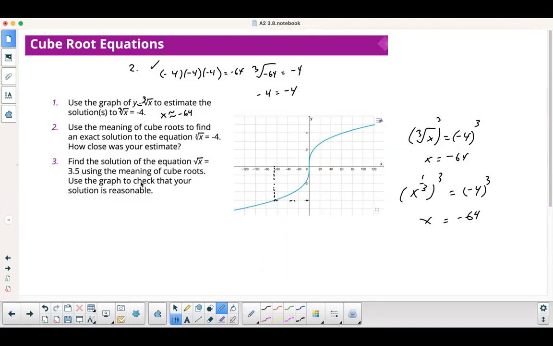Let's see here. For number 3, find the solution to the cube root of x equals 3.5 using the meaning of cube roots. I'm going to do what I just did, and cube both sides. I'm going to check that 3.5 cubed. This will be pretty much exact. I get 42.875. If I go backwards here, 3.5, here's 3.